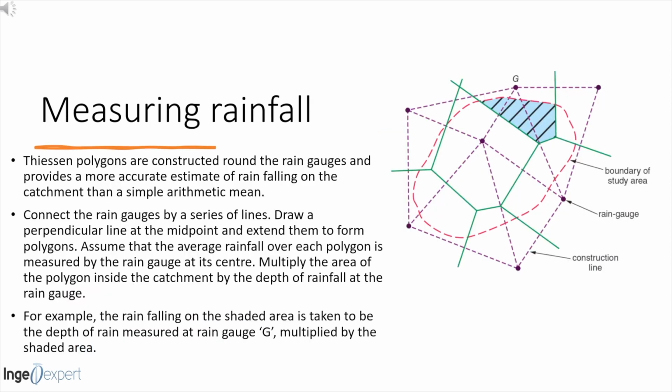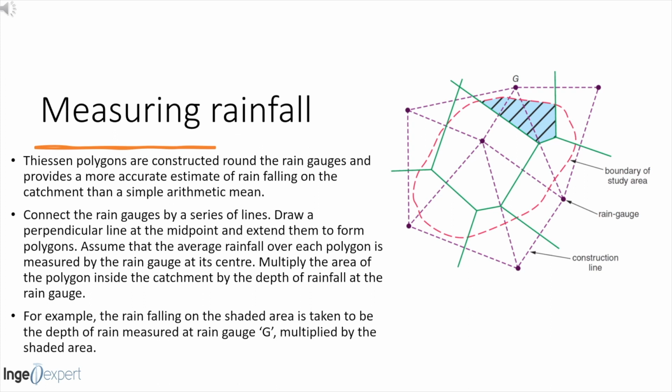To calculate the rain that fell on a catchment, use the Thiessen polygon method. First, connect the rain gauges by a series of straight lines. Draw a perpendicular line at the midpoint and extend these lines to create polygons. Assume that the average rainfall over each polygon area is measured by the rain gauge at its center.